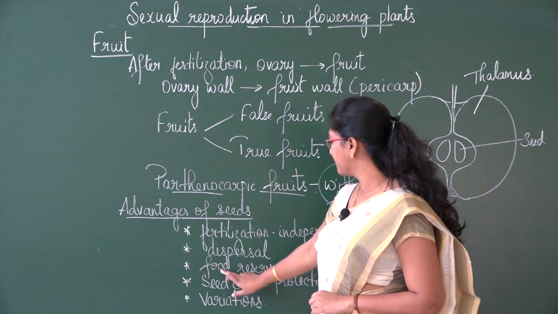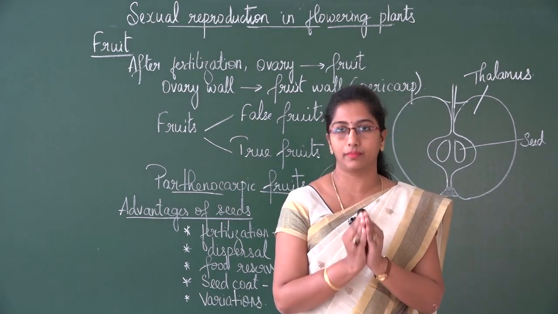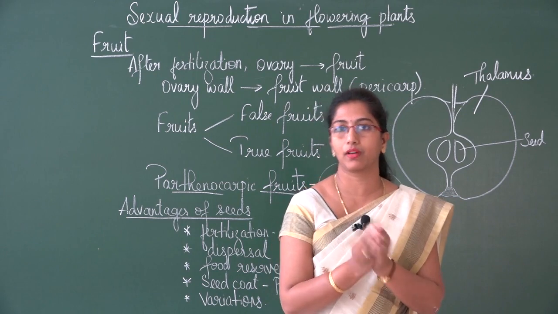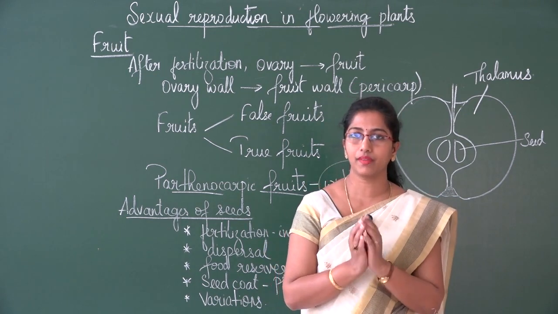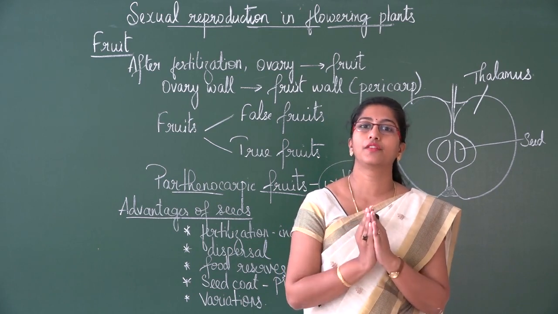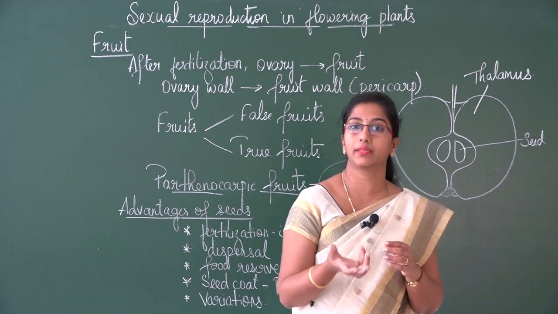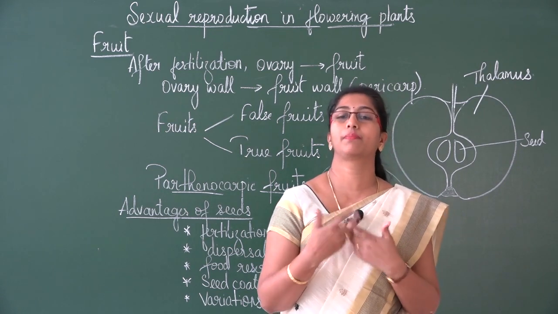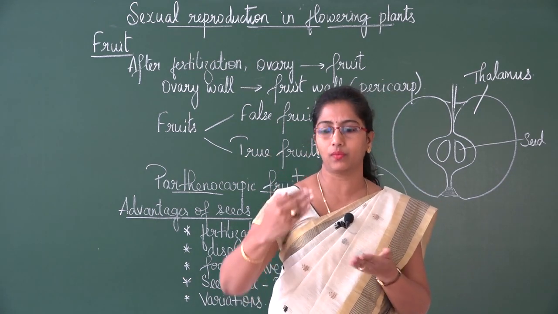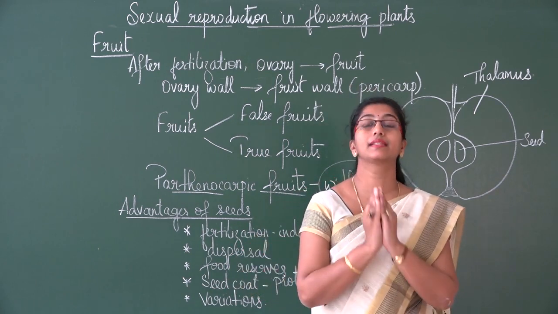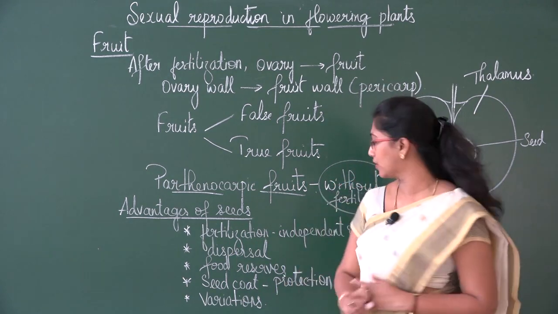Then the third one is food reserves, that is, the seed has reserved food material. I told you the cotyledons or maybe a part of the endosperm, all these nutritive tissues are there, and this reserved food is sufficient for the seed to germinate and become a plantlet, till the first pair of leaves arise and photosynthesis begins. Till then, whatever food is required, the seed already has in reserve. So that is another advantage of seed.